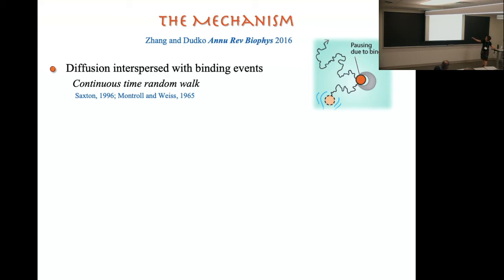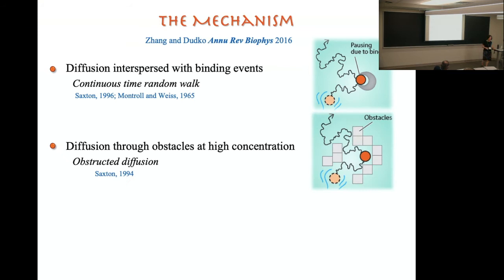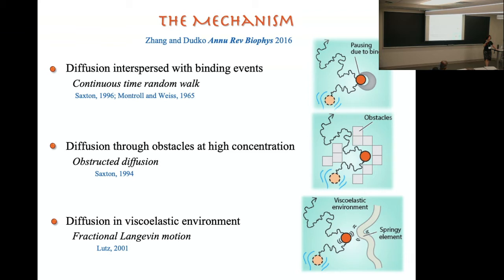Another possibility is diffusion through hard wall-like obstacles. When the obstacles are present at high concentration, this is so-called obstructed diffusion, and the result is a subdiffusive mean square displacement. Yet another possibility is diffusion through a maze of obstacles that are not hard but springy, so diffusion in an elastic environment, a viscous environment filled with elastic elements. This mechanism is also known to generate subdiffusive mean square displacement, and the corresponding mathematical model is fractional Langevin motion.